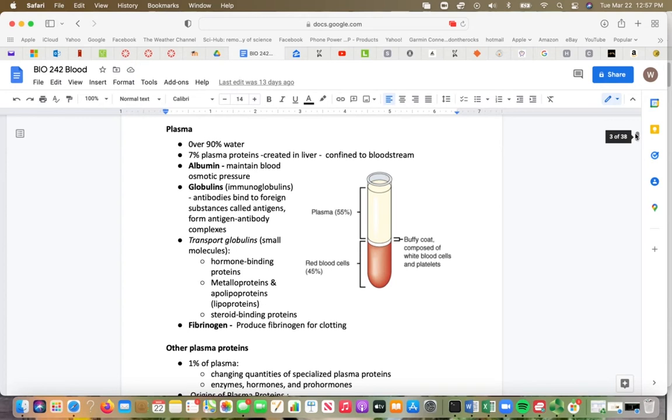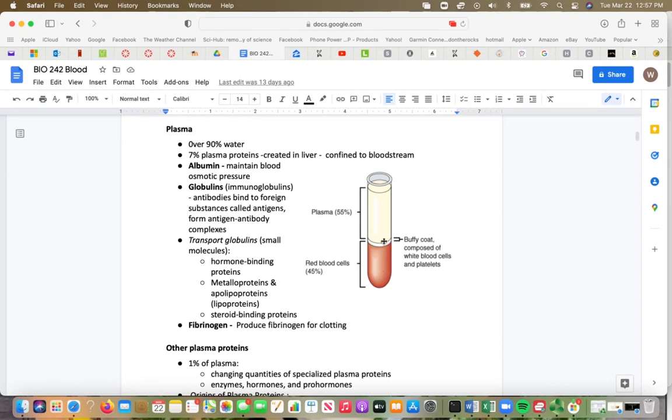Your globulins or immunoglobulins are antibodies that bind up things to form your antigen-antibody complexes. And then you have transport globulins, things like hormone-binding proteins, the metalloproteins, which bind metals, the apolipoproteins, which bind lipids, and then steroid-binding proteins. So here in this little test tube, you can see 55% is plasma, 45% is the cells typically.